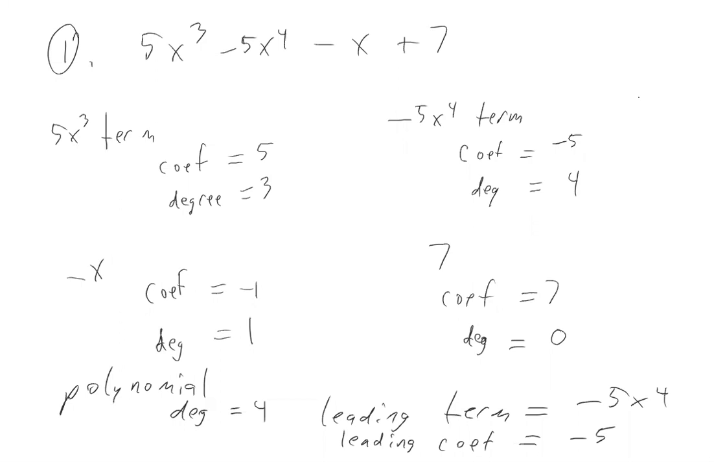Now, let's try problem 2. So this polynomial is x squared y squared minus 6x cubed y to the fifth plus 4y squared minus 9. So the coefficient of the first term is equal to 1. The degree of the first term is how many powers it has, but it has 2 different powers of 2, so that's a total of 4. So the degree of the first term is 4.